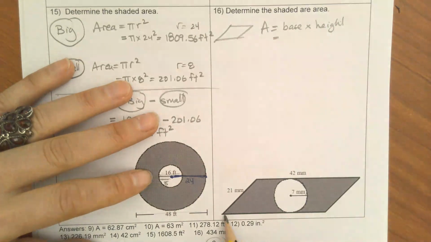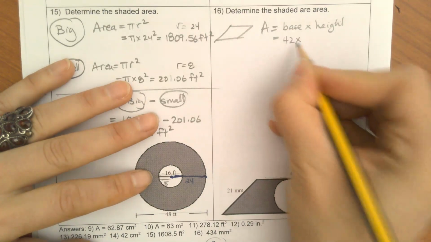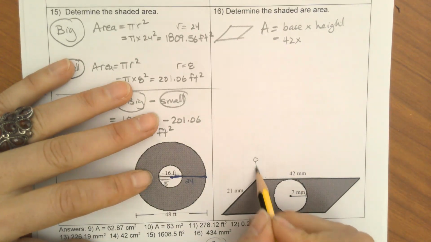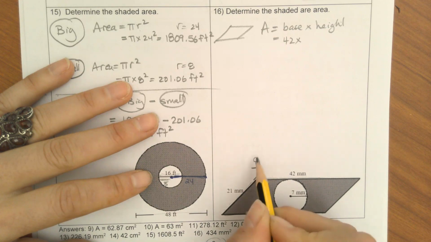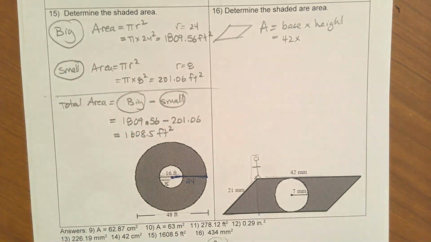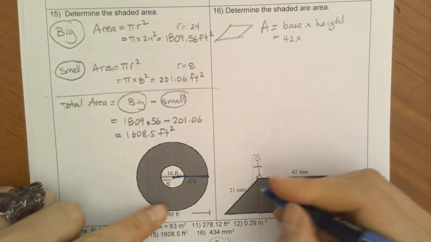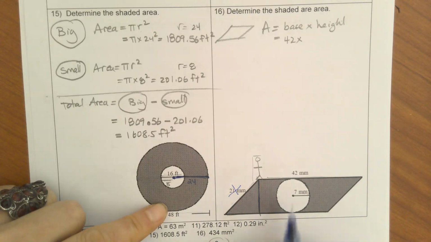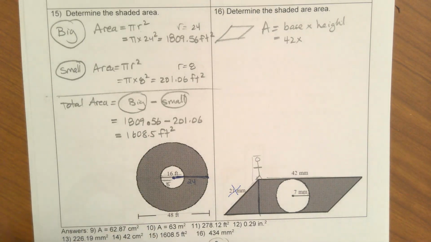The base is 42 times, oh, that's not the height. Because remember, if you're at the doctor's and they're going to measure your height, you have to stand straight up. So this is my height here, not this one. So I have to find this.